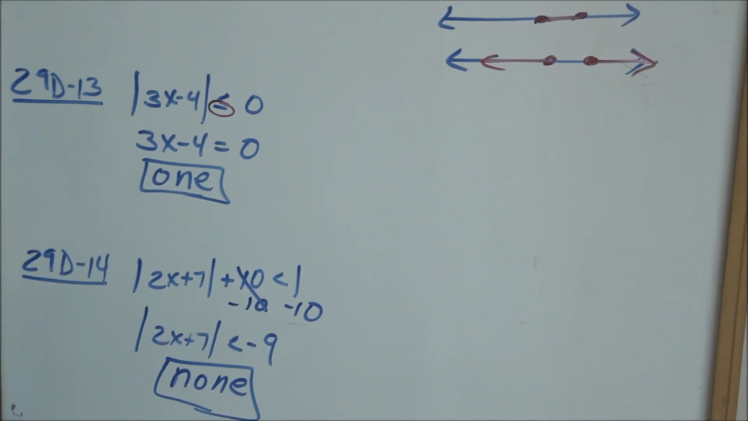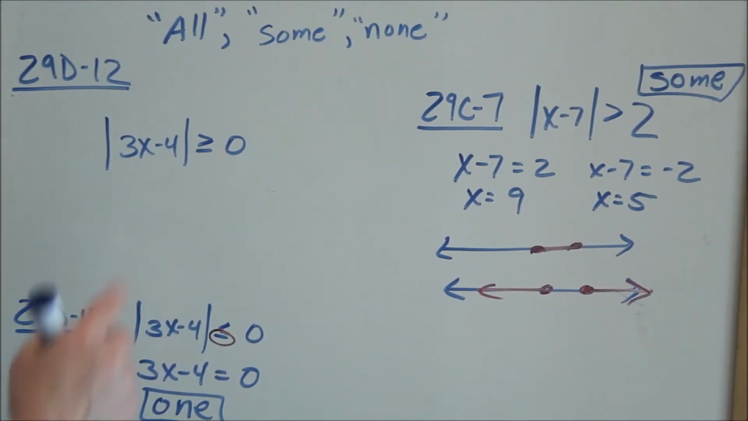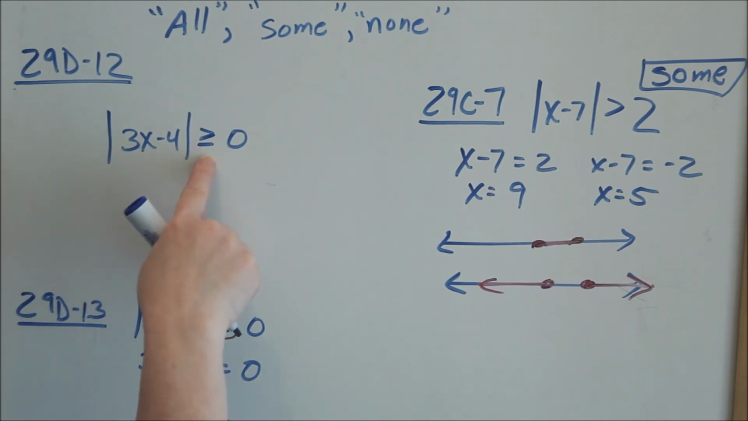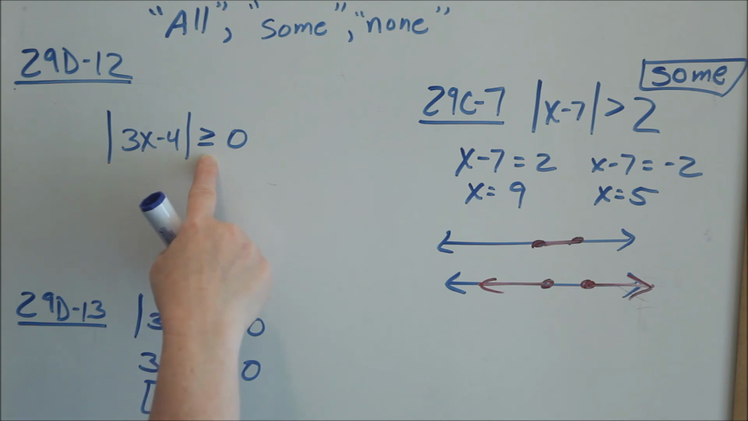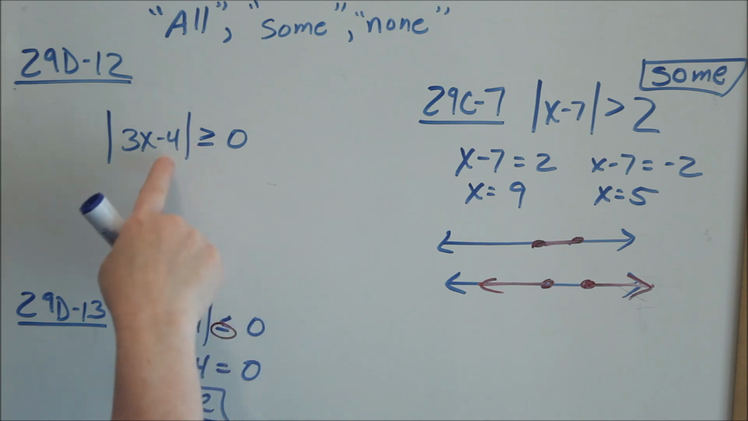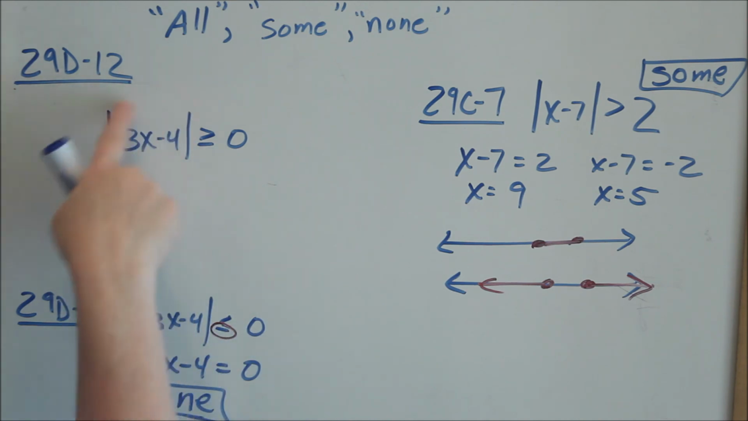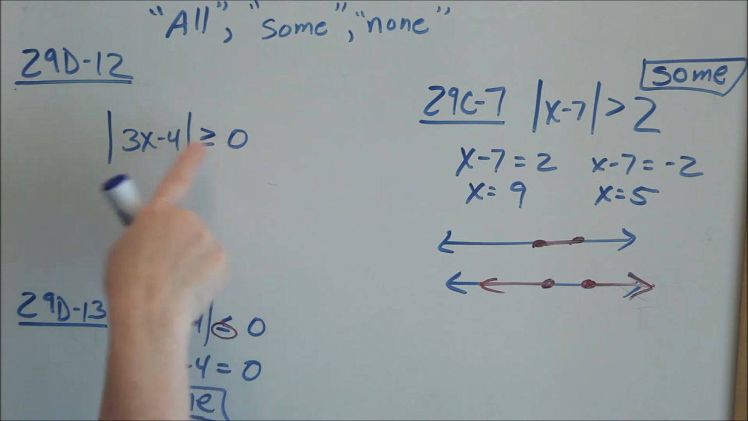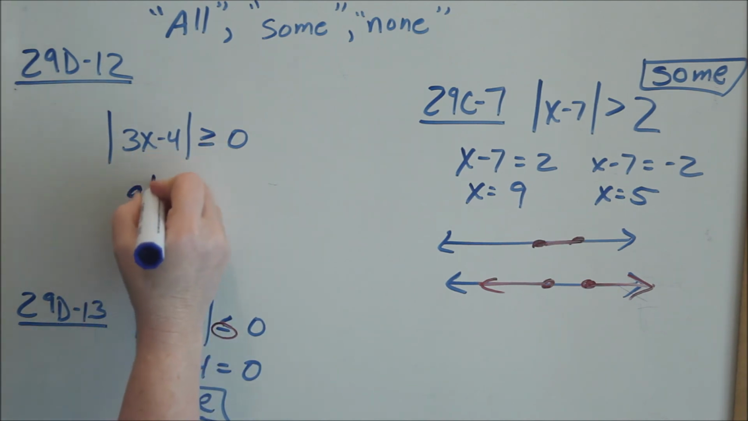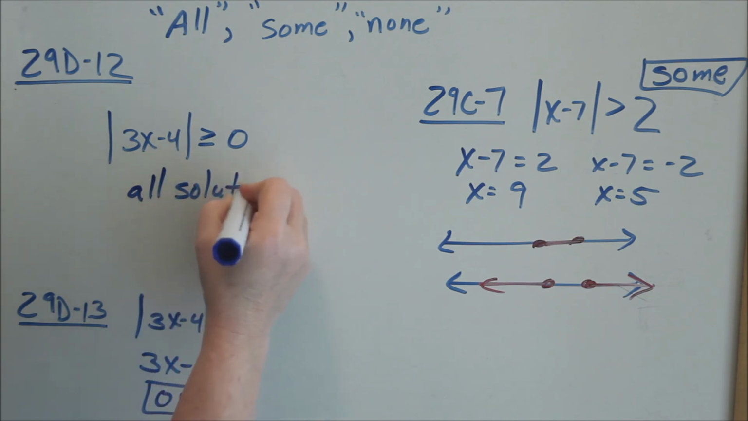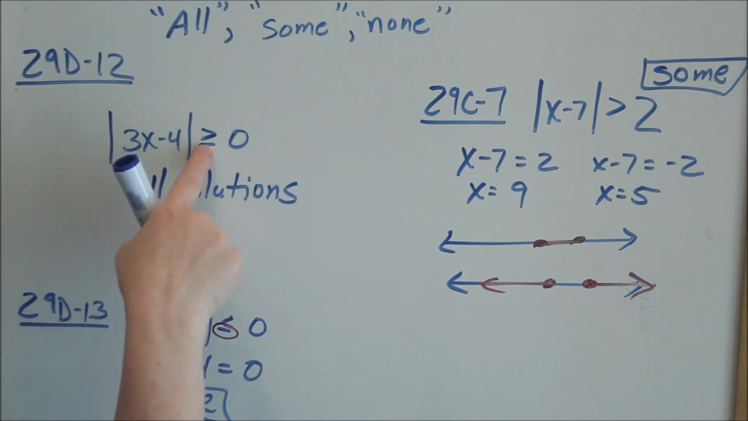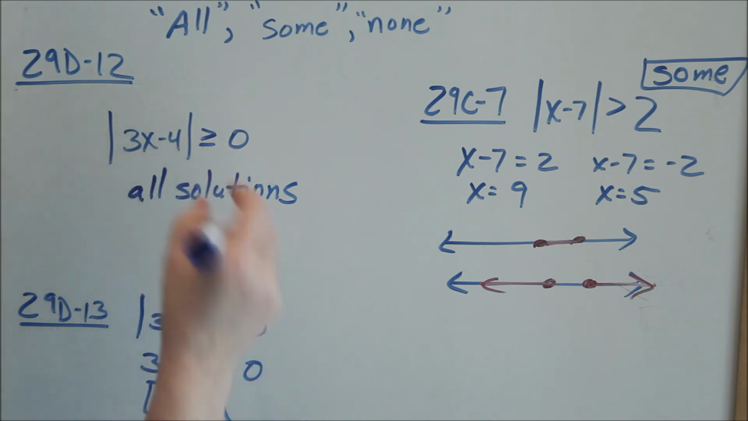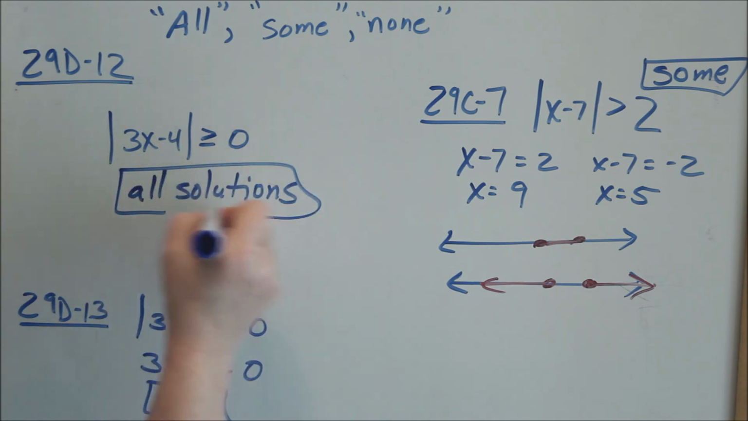Look at 29D, number 12. Same thing, but now we're greater than or equal to 0. Well, greater than 0 means all positive numbers. And equal to 0, 0 is not considered positive or negative. So if I took the absolute value of anything, no matter what this number is in here, the absolute value will always be greater than 0. So this one would be all solutions. Because anything, the absolute value, if it makes it positive, that will always be bigger than 0, and yes, we can still be equal to 0. So this one would be all.